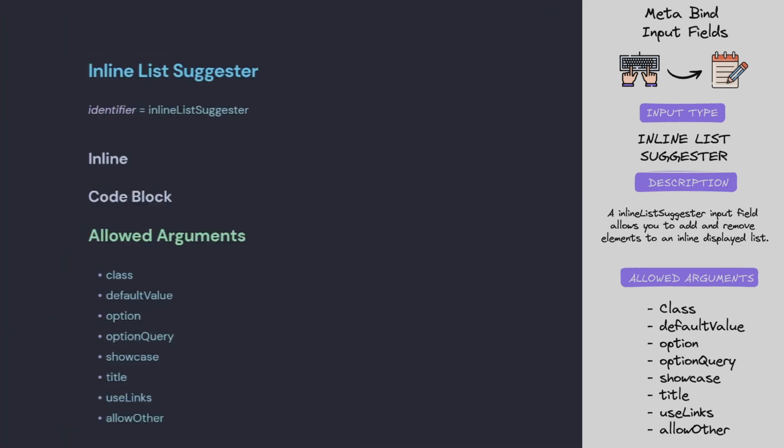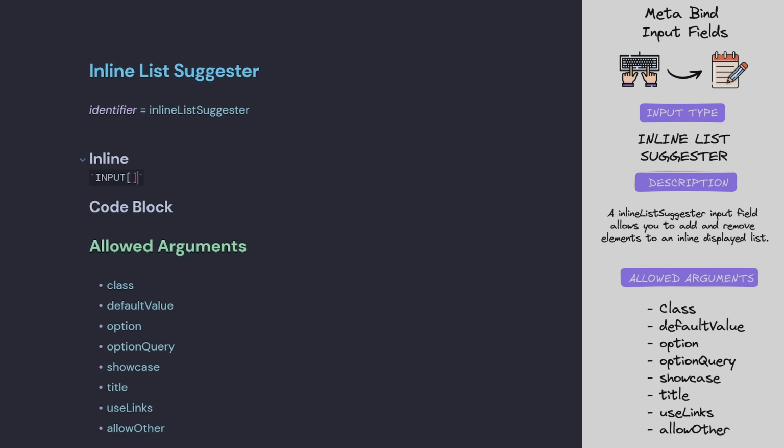So our next list input field is inline list suggester. This one uses the identifier inline list suggester. It supports inline and code blocks. So we'll start with our inline, put in our input square brackets identifier. Now you'll notice we've got a few more allowed arguments, but the main one is going to be option or option query. So we'll start with our option.